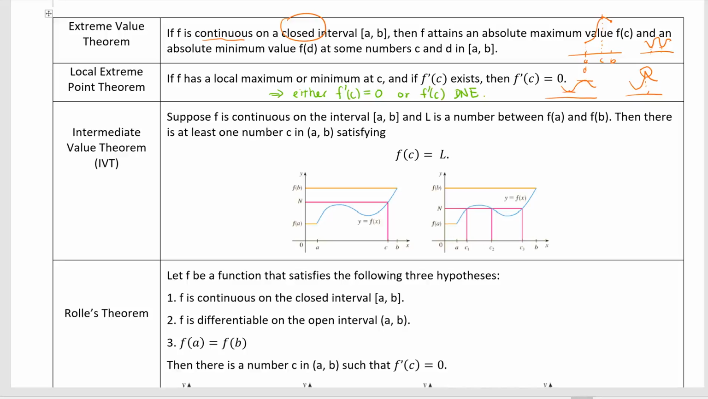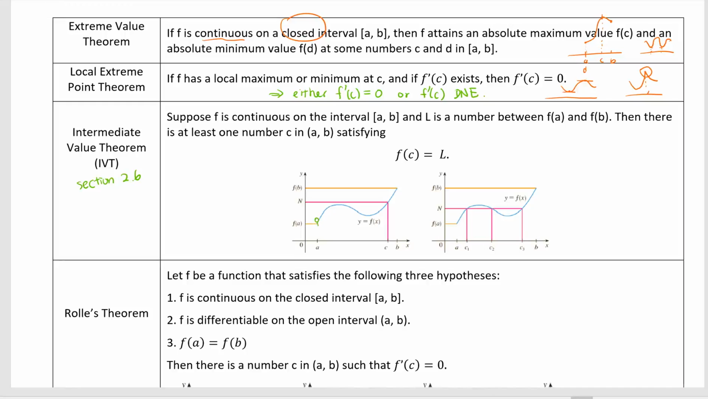And let's talk about the Intermediate Value Theorem. We learned this in Section 2.6. Suppose f is a continuous function on an interval [a, b], and L is a number between f(a) and f(b). Then there is at least one number c in [a, b] satisfying f(c) = L. And this is a picture.